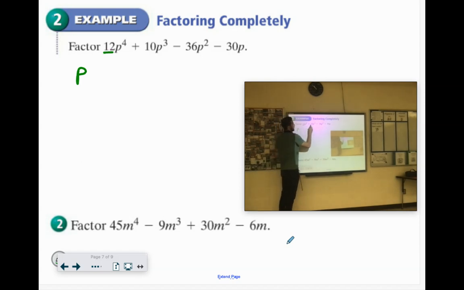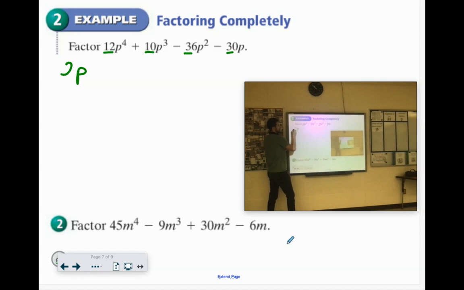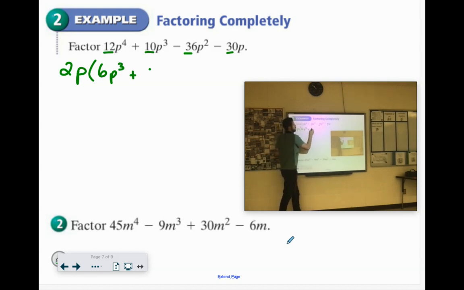Now 12 and 10, the only thing that goes into both of those is 2. So check the other 2, see if 2 goes in there. Yep, they're all even, so we can factor out 2p. If we divide them all by 2p, 12 divided by 2 is 6, and we're knocking off one of the p's, so we'll have p to the third. 10 divided by 2 is 5, 5p to the second. 36 divided by 2 is 18, so negative 18p. 30 divided by 2 is 15, so just negative 15.